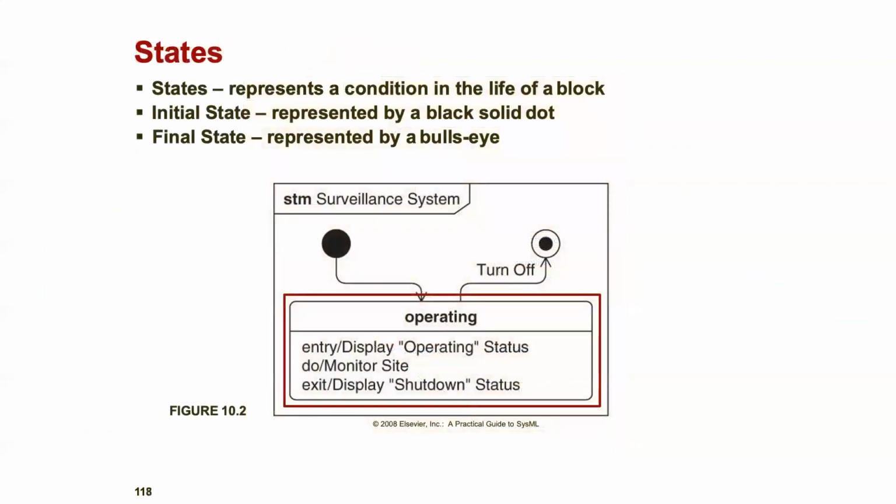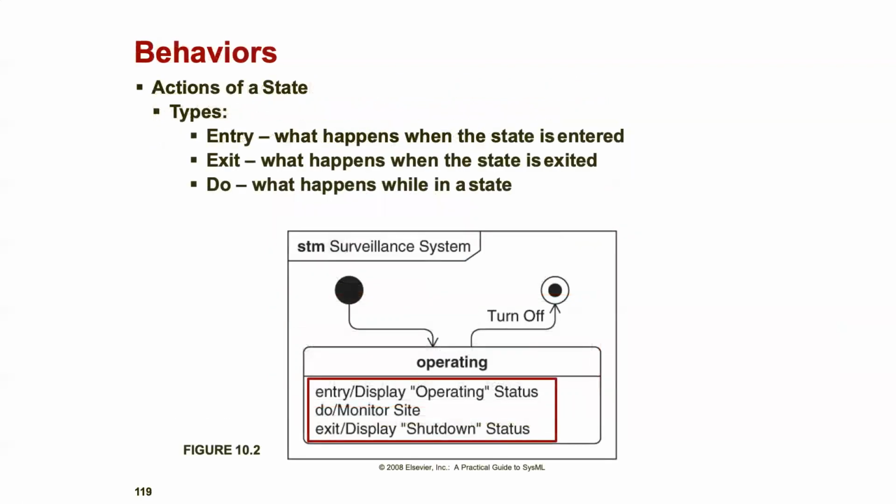For states, let's talk about that in more detail. The states represent a condition in the life of a block. An initial state is represented by a black solid dot, which we see here. The final state is represented by a bullseye, so a solid dot with a circle around it. For the types of actions of a state, you can have an entry, an exit, or a do. An entry is what happens when the state is entered, exit is what happens when the state is exited, and do is what happens while in a state. Those are the three possibilities.